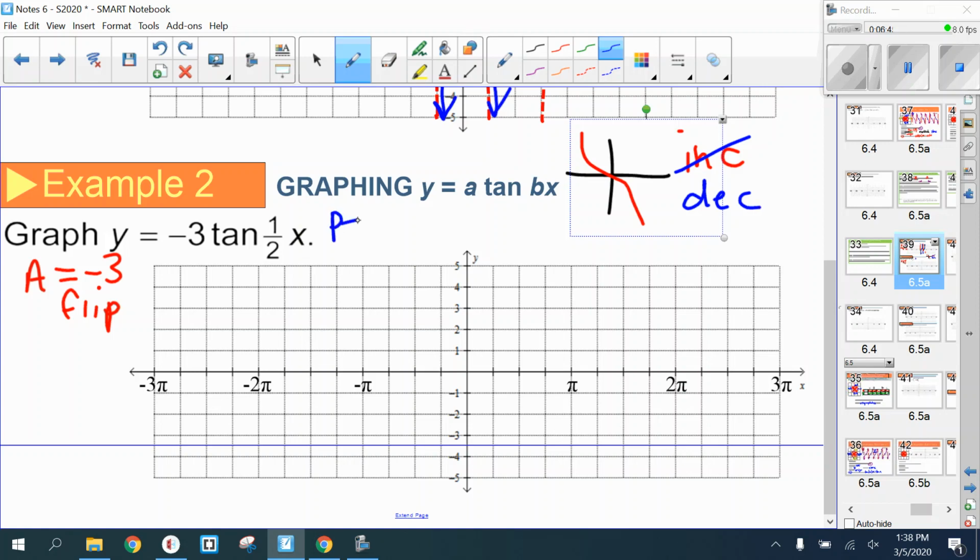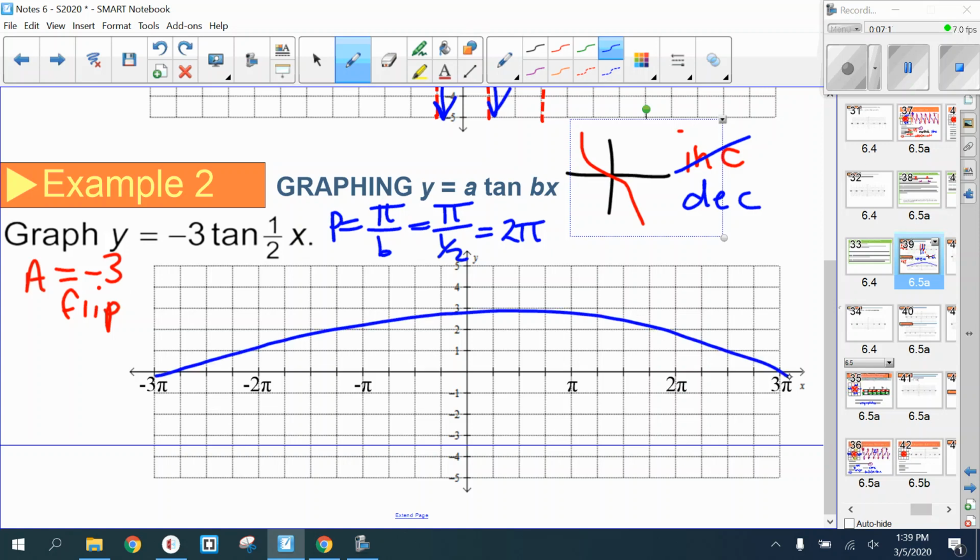The period for this one. Remember, period is pi over b. So we have pi over 1/2. You'd have to multiply by the reciprocal, and you're going to get 2 pi. So the period for this one is 2 pi. And honestly, guys, the bigger the period, the easier on you it's going to be. Okay? It's kind of nice that there's only, well, can you tell me how many are going to fit on this graph paper? There are going to be 3, right? There's a total of 6 pi represented on this graph paper. And so if you take 6 pi divided by 2 pi, you're going to have 3 full periods that fit.